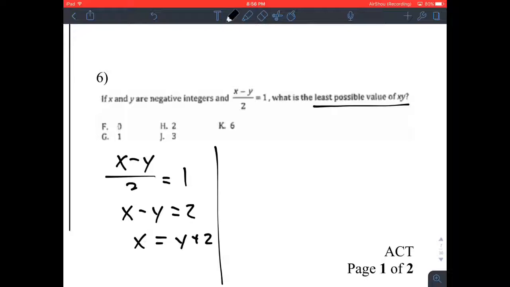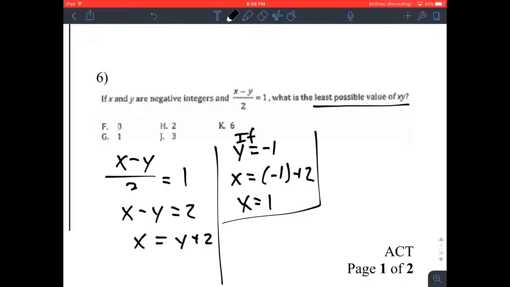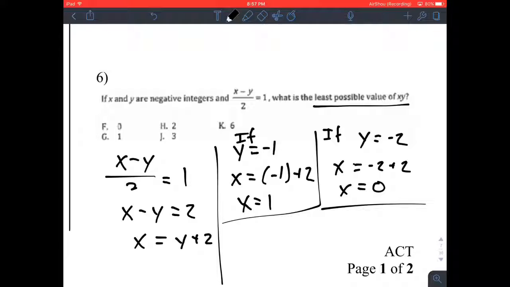So remember, we want to choose small numbers that are negative. Let's say we think, well, maybe y is negative 1. That's the smallest negative integer you can get. Let's see if that works. If y equals negative 1, then x equals negative 1 plus 2. That would give us x equals 1. That can't work because it says x and y are both negative. But what if we choose y to be the next negative number? Then x equals negative 2 plus 2, and you get x equals 0. That also doesn't work because both of them have to be negative integers.